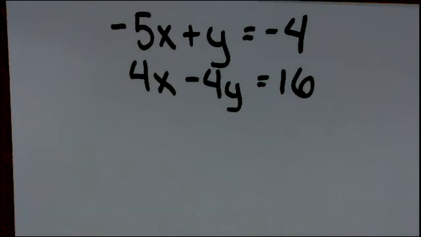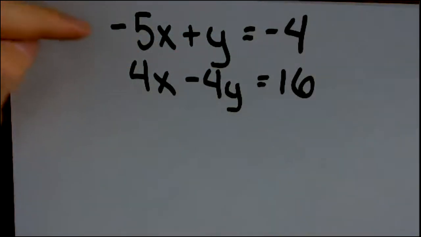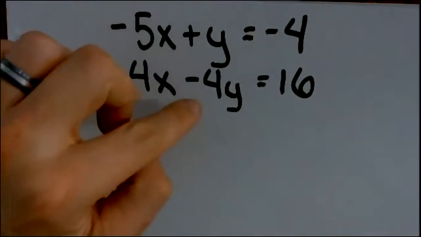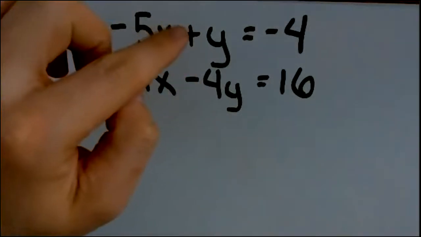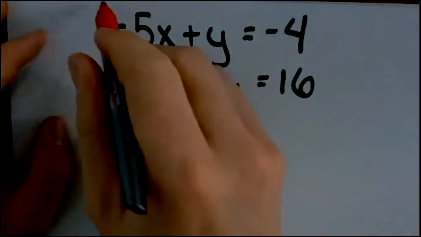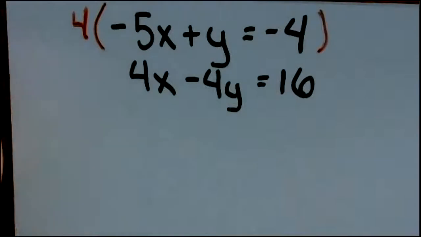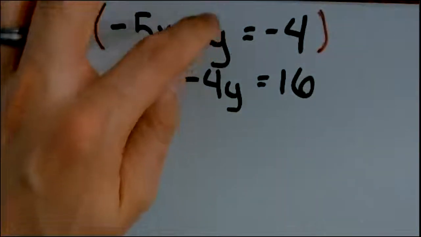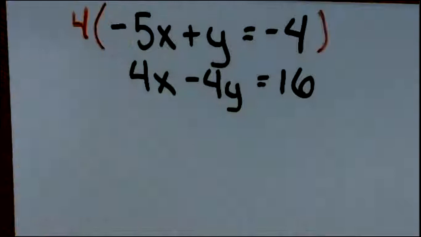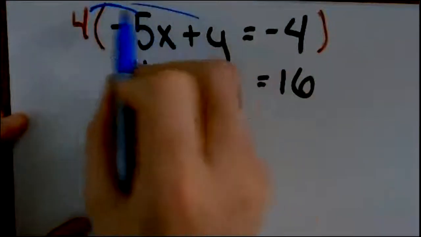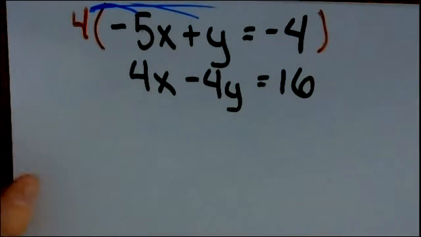So if I look at the y's, I have a 1 and a negative 4, right? 1y here, negative 4y here. What could I multiply this first equation by to get the opposite of negative 4, which would be positive 4? Well, I could just multiply this first equation by a positive 4, right? Because 4 times y would be 4y. 4y and negative 4y are opposites, and they would then cancel out. So if I do that, make sure when you multiply this, you distribute that 4 to all three pieces.